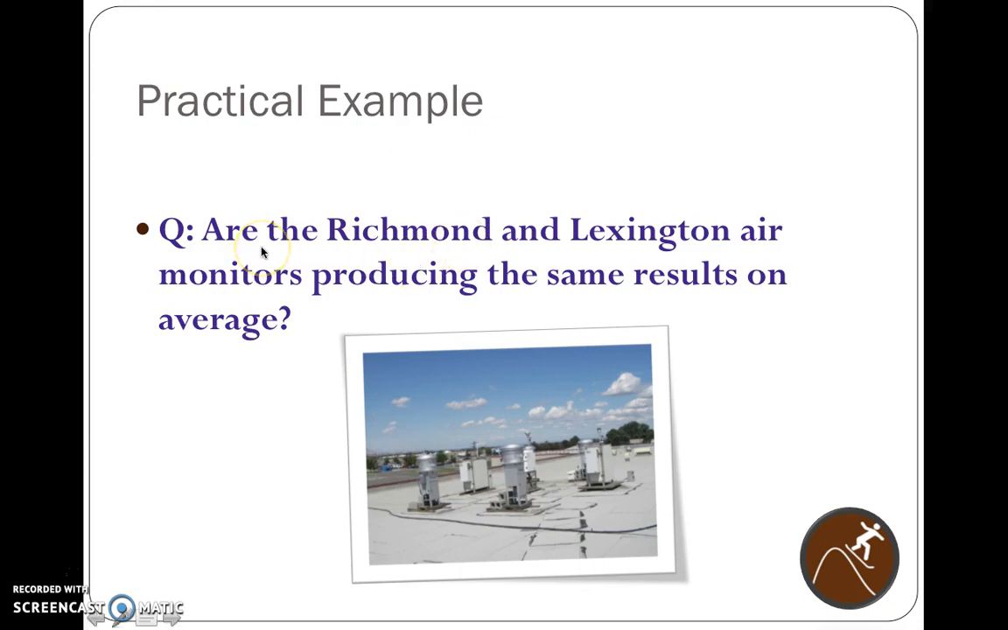So that's a practical question that somebody may have. You might have a question like, are the Richmond and Lexington air quality monitors producing the same results on average? So you could look at the two groups overall. For the year, is there a difference? Or for the month, is there a difference? But the best option is to look at the air quality as measured by these instruments on the exact same day and time that they collect their data. Say they collect their data at 10 a.m. every day or at noon every day.